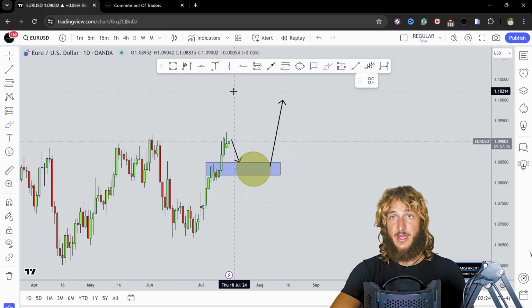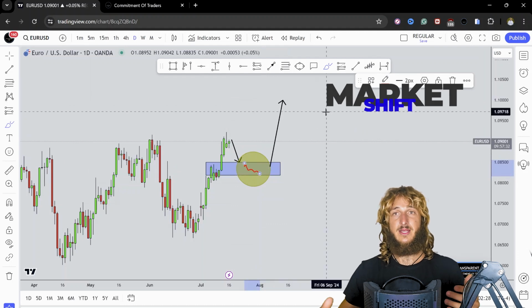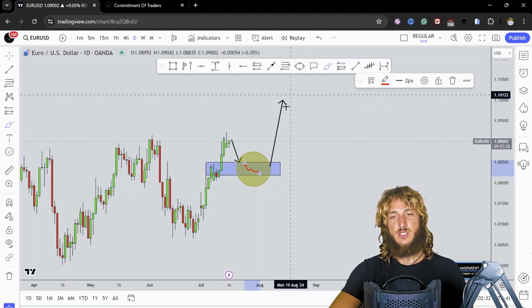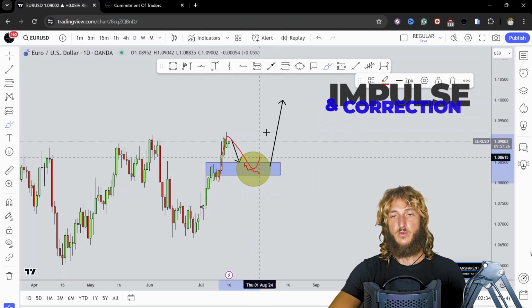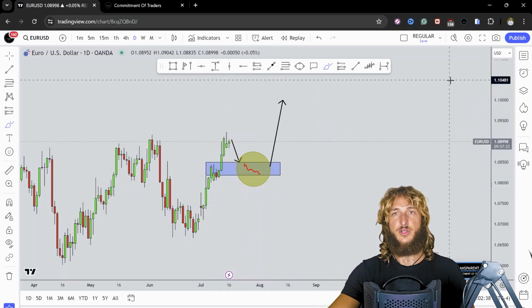Therefore, what I would expect is that if this market would shift from an intraday bearish to bullish market, at that point, I wouldn't be surprised to see a potential rejection to the upside, completing this daily impulse, correction, and impulse pattern to the upside. That definitely wouldn't surprise me.